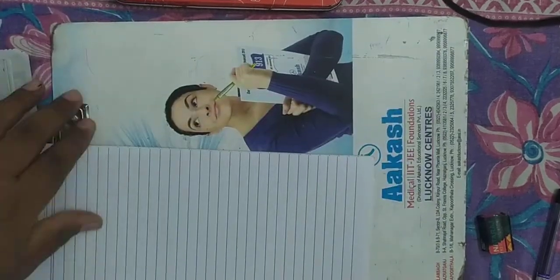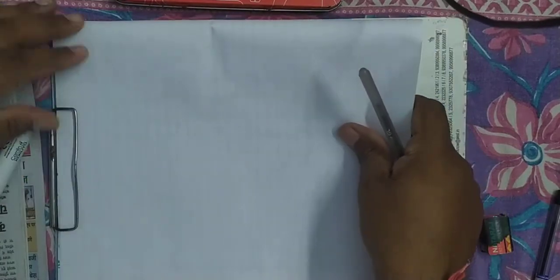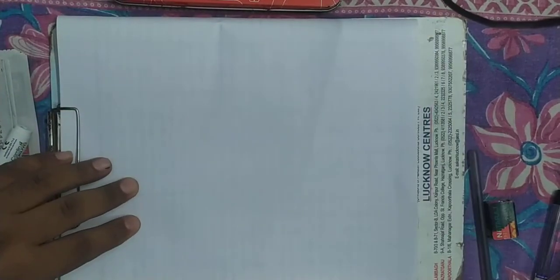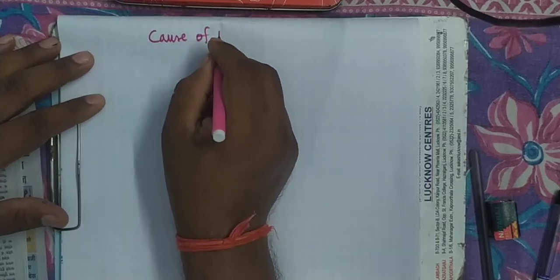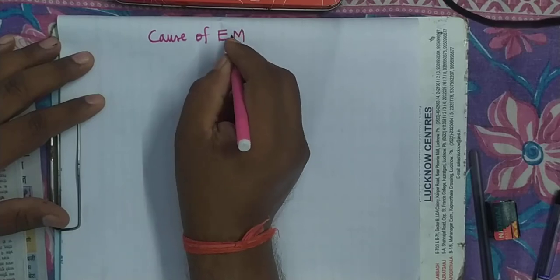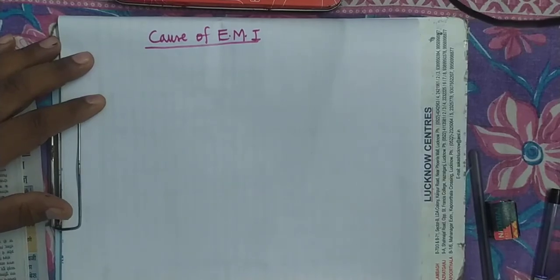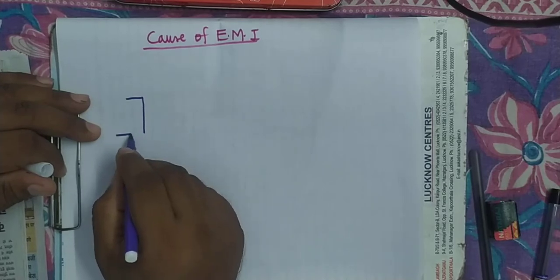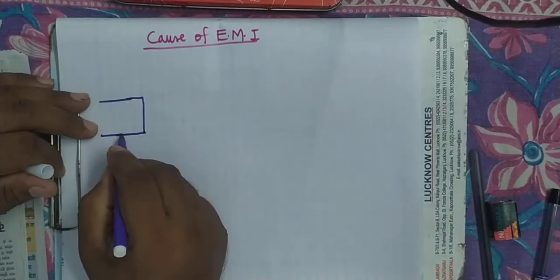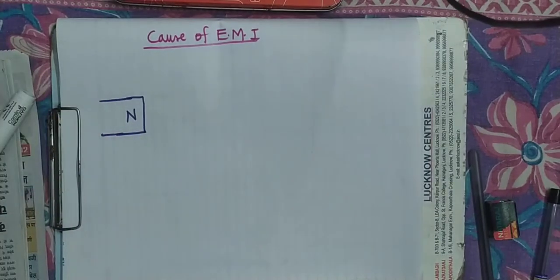Now see here, what is the cause of electromagnetic induction, of EMI? If we see the pattern of lines of force coming out from any magnet. See here, suppose this is the north pole of some magnet, and the lines of force which come out from it. You see here, I am drawing the pattern of these lines of force.